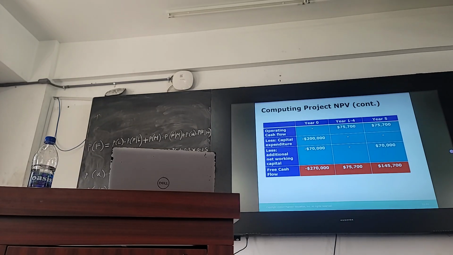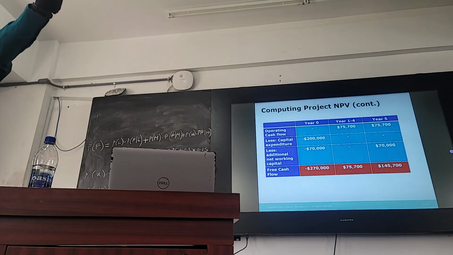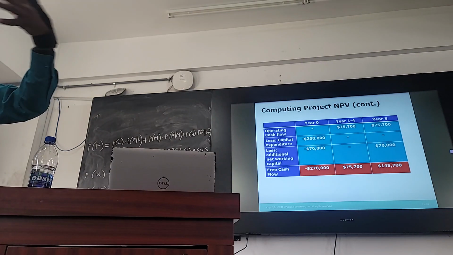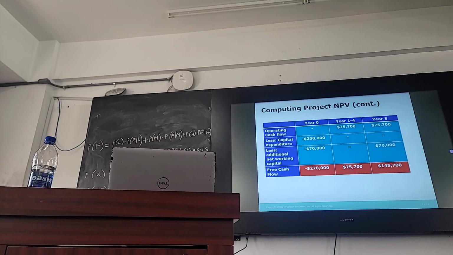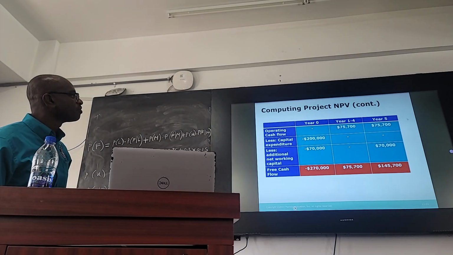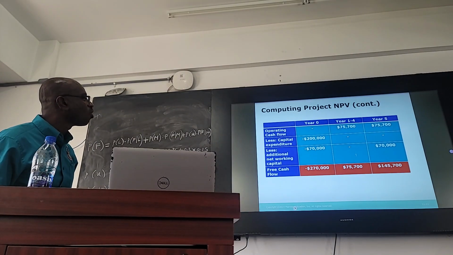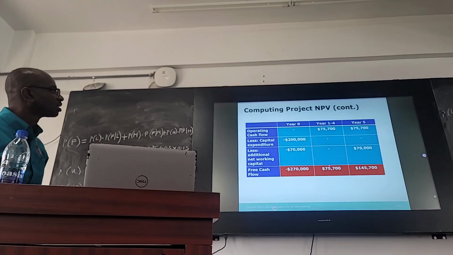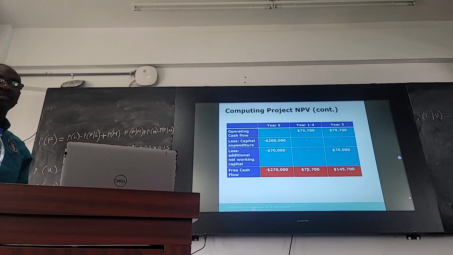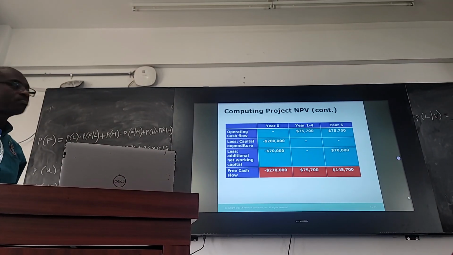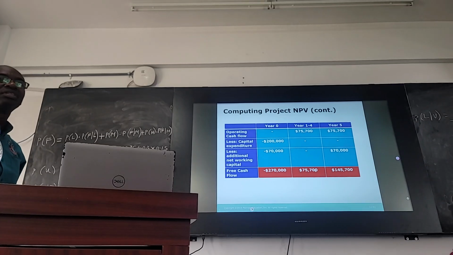So your free cash flow is negative 270. And most projects look like that. At time 0, you have a big negative. You have to invest the 70. And what's going to happen from year 1 to 4? Nothing is going to happen different. So you're going to get a positive 75,700.